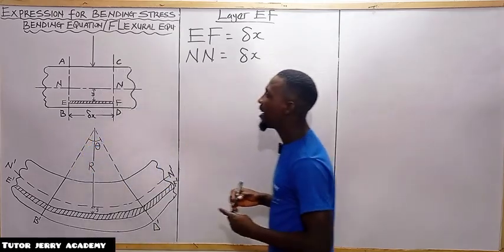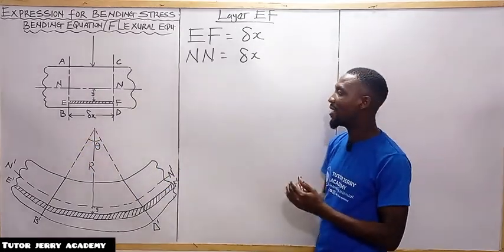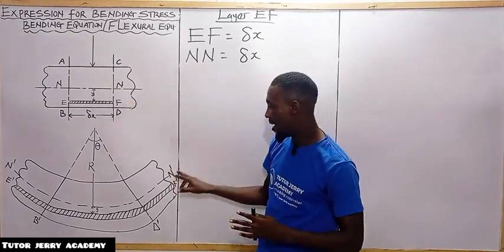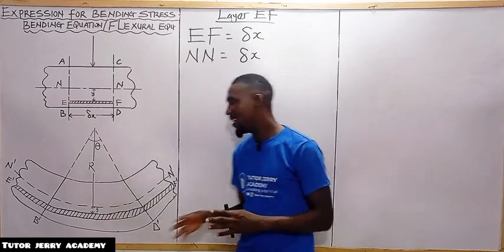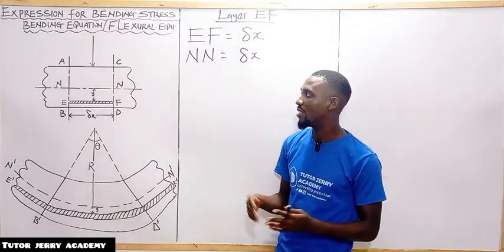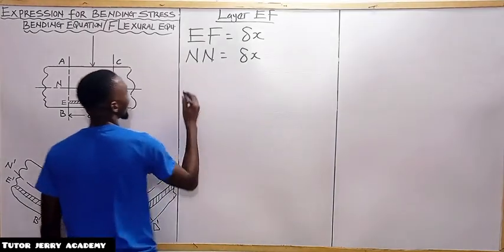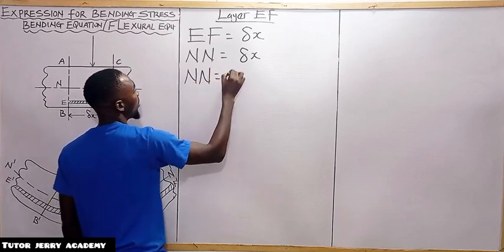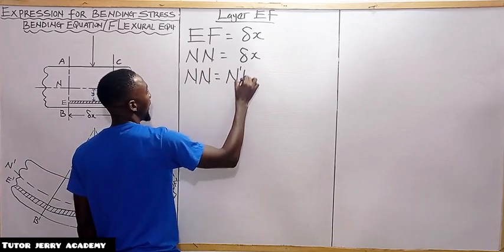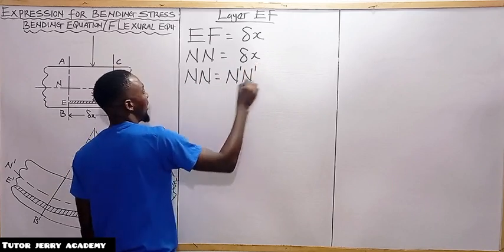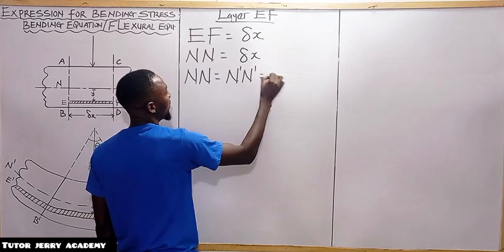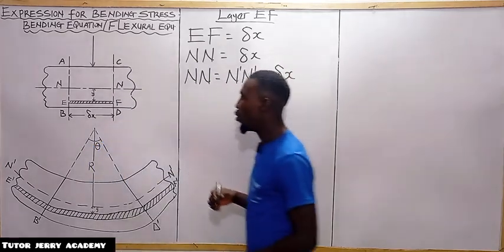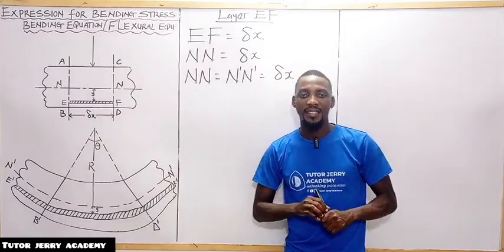All right, again you are going to observe that our neutral layer NN and N prime here remain unchanged. Do you understand? So we can therefore say that NN will be equal to N prime, and they are both equal to ds. So both of them will be equal to ds.